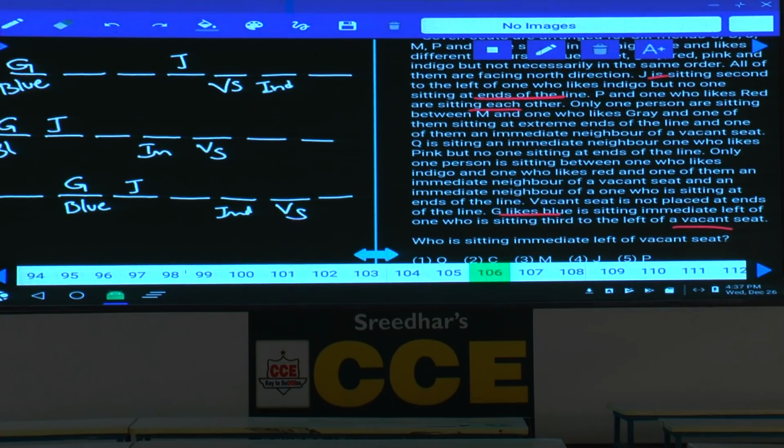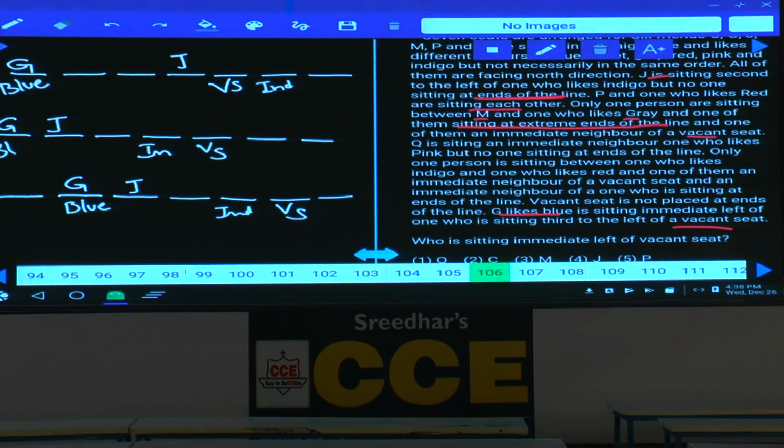And only one person is seated between M and the one who likes grey. Now, sir, how many persons are in between M and the one who likes grey? Here he is talking about the person but not the place. Only one person is in between M and the one who likes grey, and one of them is seated at an extreme end of the line, and one of them is an immediate neighbor of a vacant seat. Now this is the most crucial information here, isn't it?